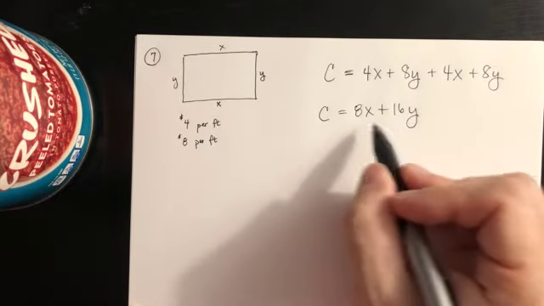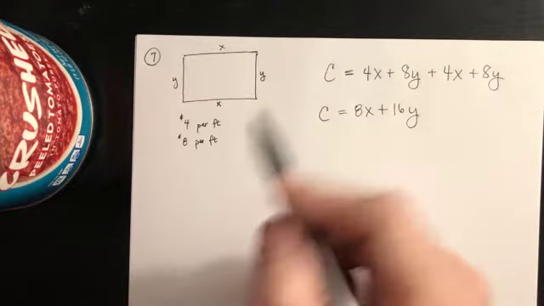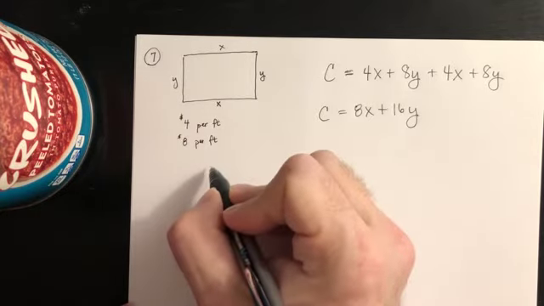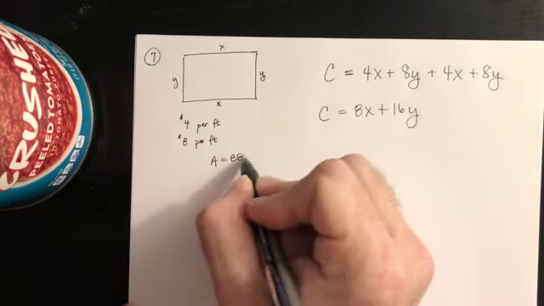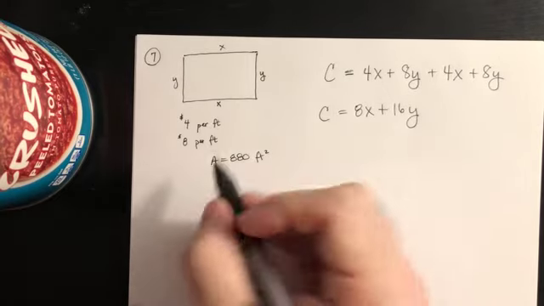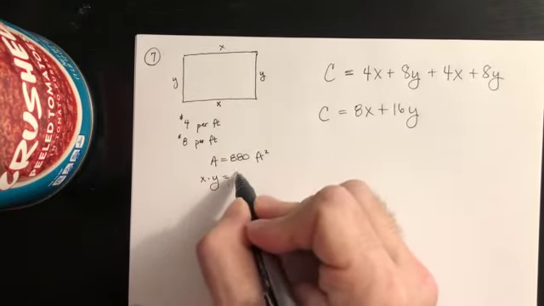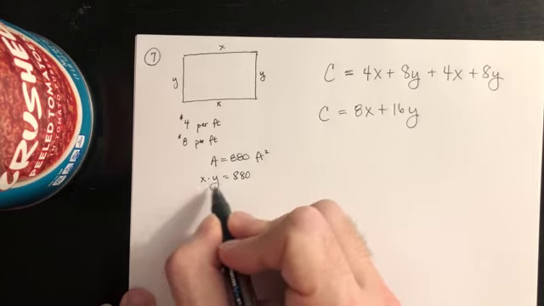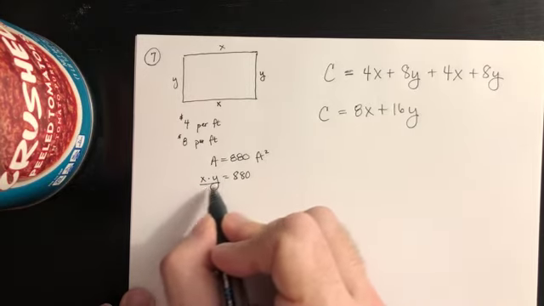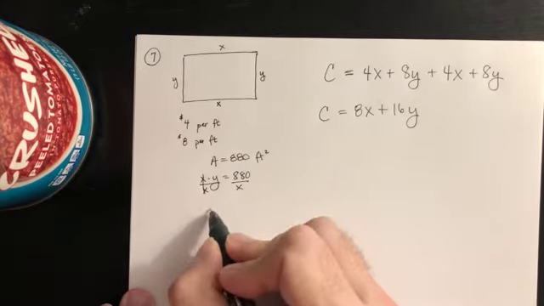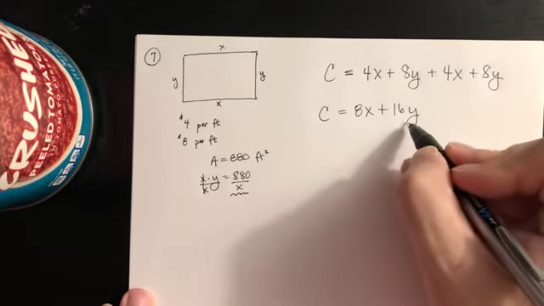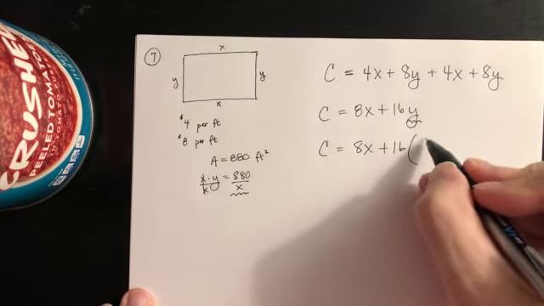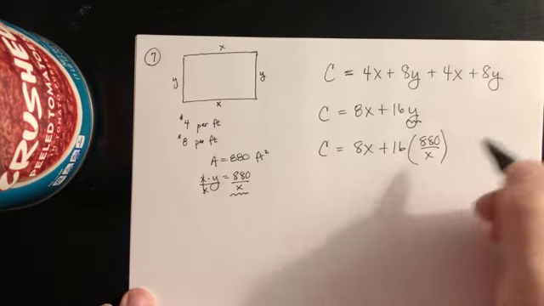We can't take the derivative of this because we have two different variables. So now we need something else to help us get x in terms of y or vice versa. And that's what the area is going to be. So they said that the area is 880 square feet. So area is x times y, or length times width. So if I get y in terms of x, I can say divide by x. And that's going to give me y equal to 880 over x, which is what I'm going to put right here. So we have 8x plus 16 times 880 over x.